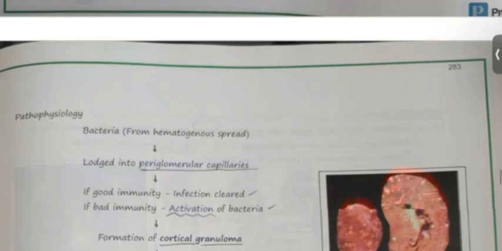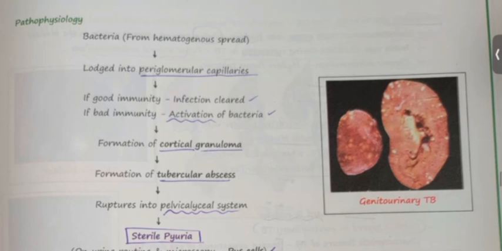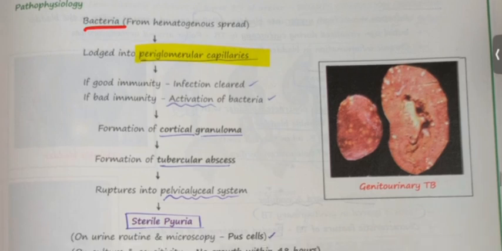Next, what is the pathophysiology here? Just like I have explained before, the bacteria which are already in the lungs, by the hematogenous route of spread, will reach the kidneys, and there they will get lodged into periglomerular capillaries. If the person has good immunity, he won't get genitourinary TB, the infection will be cleared. If there is bad immunity, then these organisms, that is Mycobacterium tuberculosis, which are lodged in the periglomerular capillaries, will get activated.